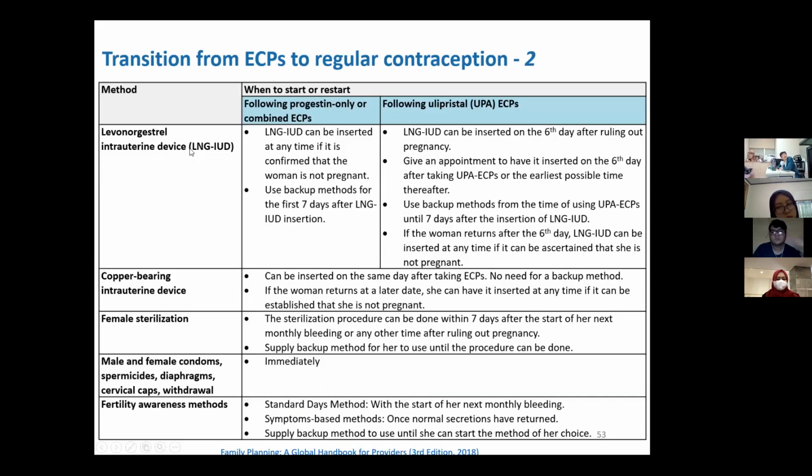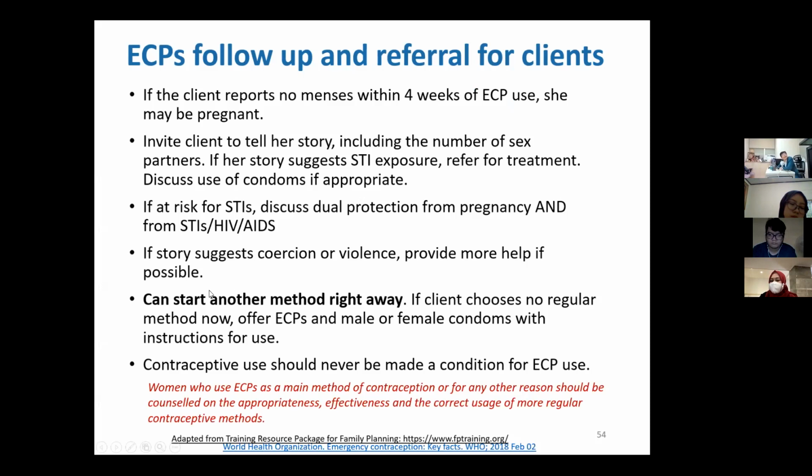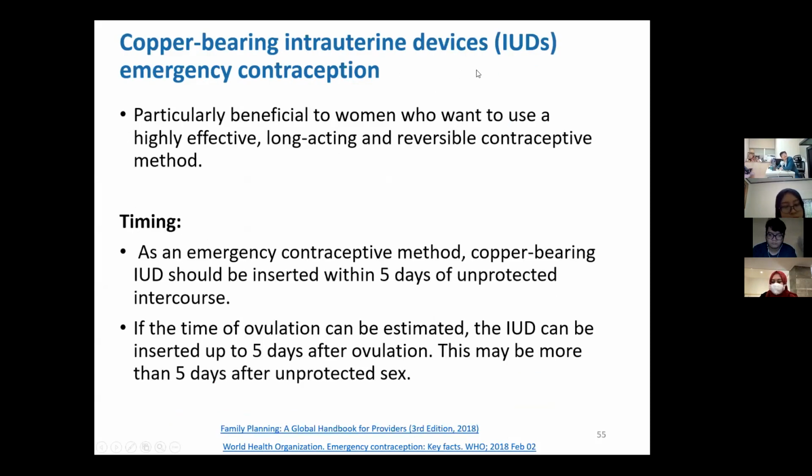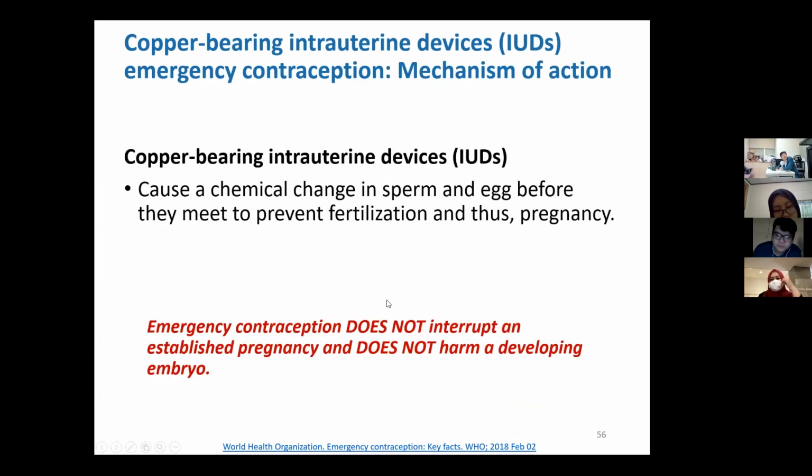Then we have the so-called IUD, intrauterine device. There's one that contains medication, levonorgestrel. It can last for 5 years. A very powerful IUD. The copper bearing IUD is, but sometimes easy to get infected, so pelvic inflammatory disease. For emergency contraception, the IUD should be inserted within 5 days of unprotected intercourse. I recommend as soon as possible.